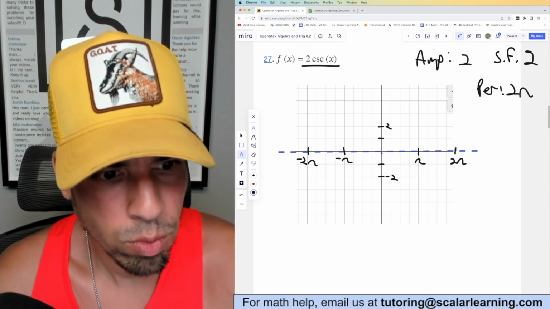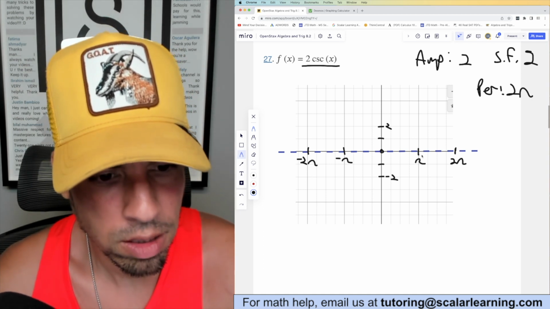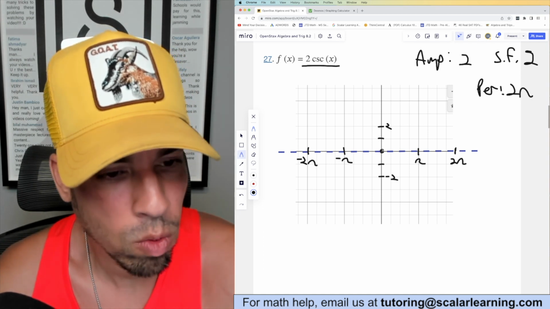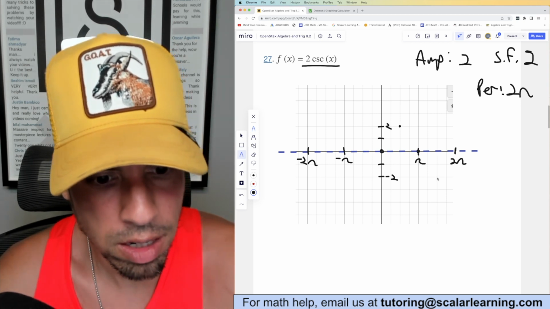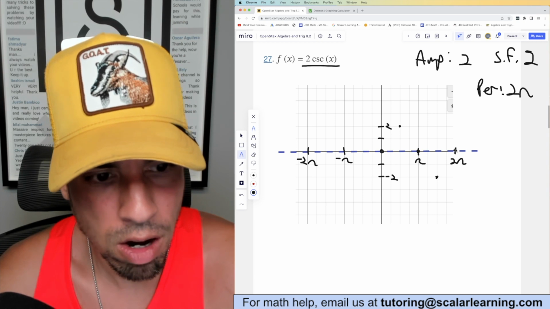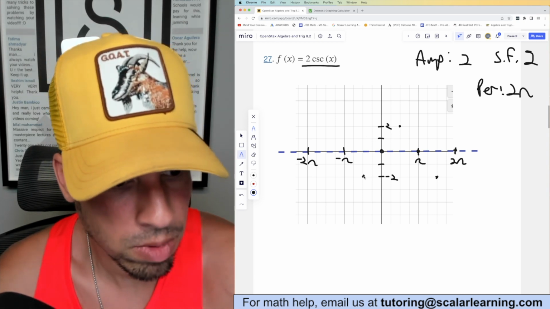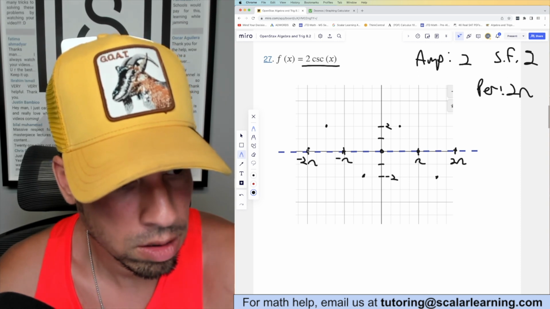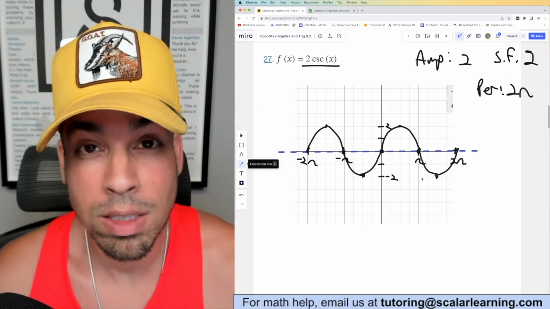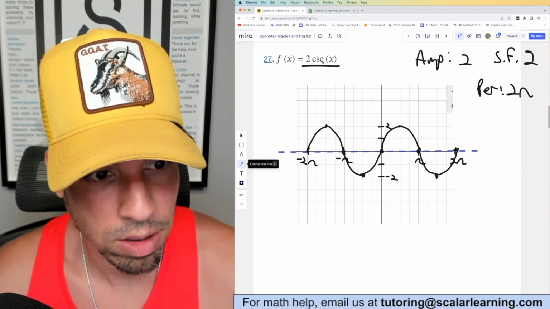So let's start putting this stuff in. And we know for sine, we're typically starting in the origin, so that's going to remain the same. And then we go up to the max at pi halves, down back to the center line, down here, and then up, right? We follow that wave. Same thing. We go down, up, down. Now let's connect the dots. Now again, this is sine. We need to graph cosecant, okay?